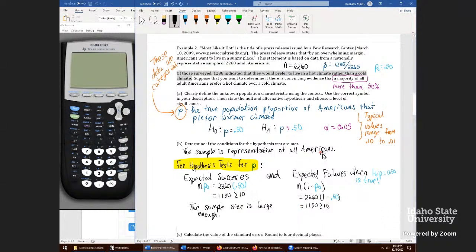So now we can say we have a representative sample. The sample size is large enough, so overall, the conditions are met.